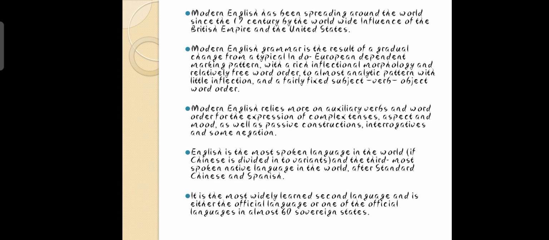Modern English relies more on auxiliary verbs and word order for the expression of complex tense, aspect, and mood, as well as passive constructions, interrogatives, and some negations. English is the most spoken language in the world if Chinese is divided into variants, and the third most spoken native language in the world after Standard Chinese and Spanish.